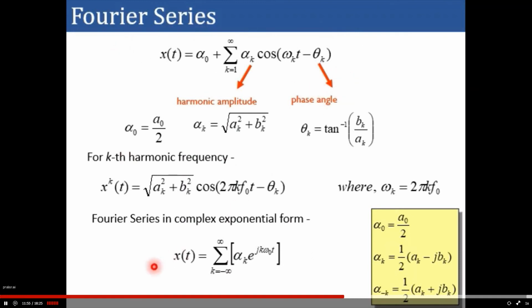The complex form of this expression can be written as x(t) is equal to summation of k equal to minus infinity to infinity alpha k e to the power j k omega naught t, where alpha naught is a naught by 2, alpha k can be written as 1 by 2 (a_k minus j b_k), and alpha minus k is the complex conjugate of alpha k. So we can write 1 by 2 (a_k plus j b_k).